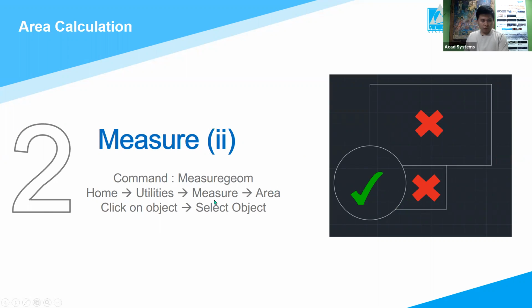Okay, the second one, using measure geometry object. I can use this object if the object is a closed loop. For example, this circle is a closed loop and this rectangle is not a closed loop, because the rectangle starts from this area until this area. So over here there will be an open loop. If I create an arc over here, then this one can be done. So that's the idea for measure 2.